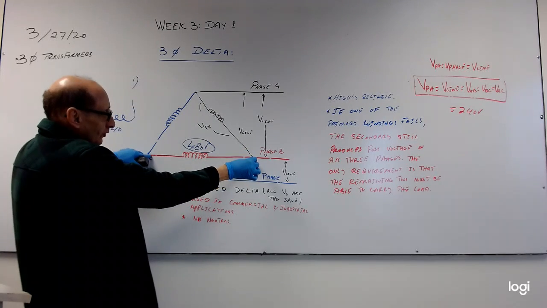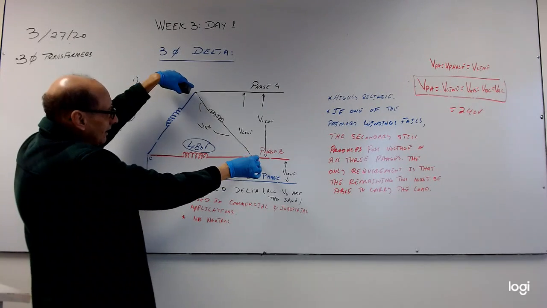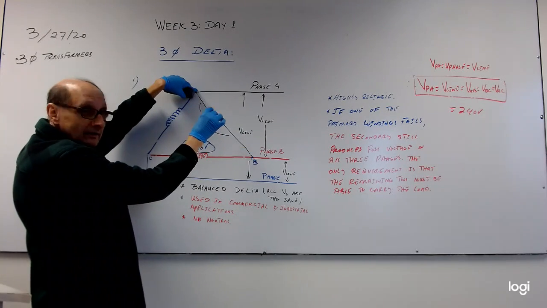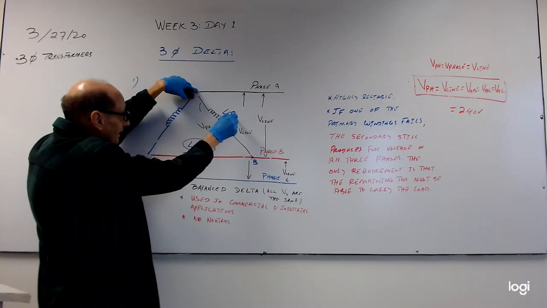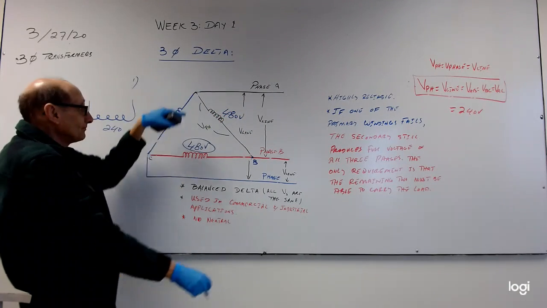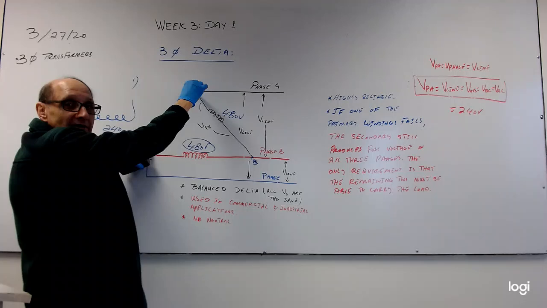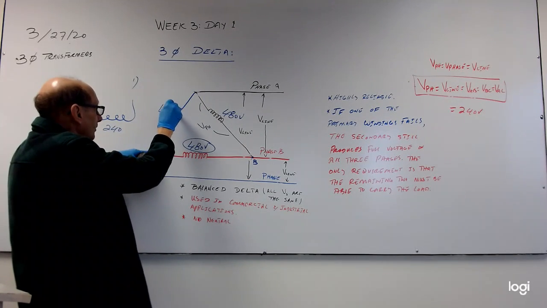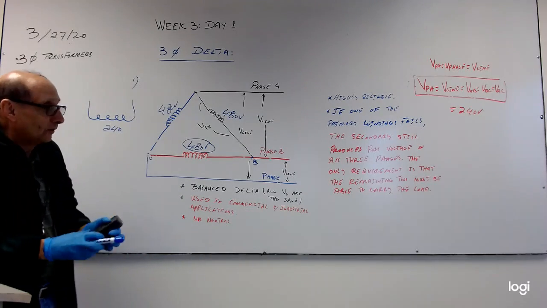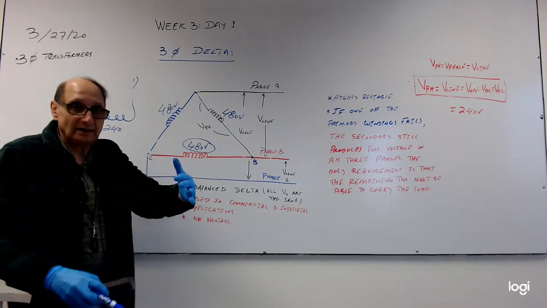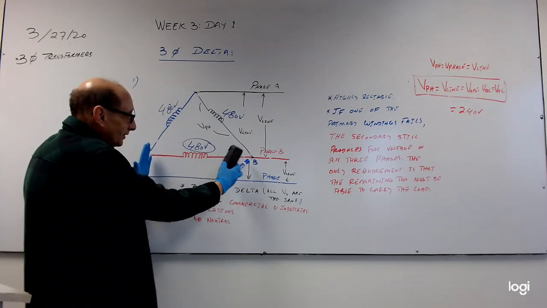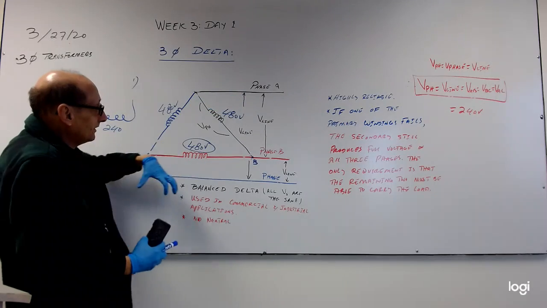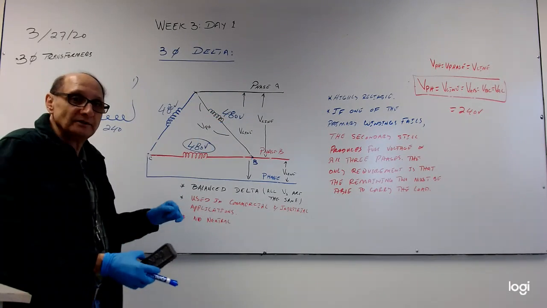If this is 480, how much is across this? Exactly the same thing, 480 volts. How much is the voltage across these 2 points? 480 volts. So once you are given a phase voltage across any one of these 3 phases, you can determine the voltage across the other 2 phases.